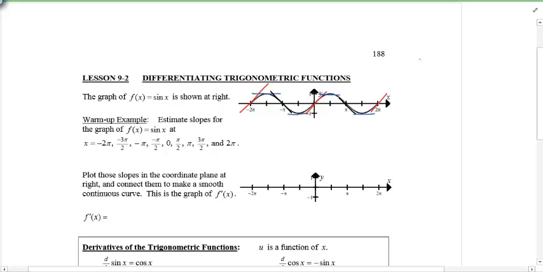Okay? And after doing your estimates, plot these slopes on the plane below. So that negative 2 pi line in red, that looks like it's a positive slope. I'm just going to assume it's like positive 1. And that blue line there, that must be 0. And that black line there, that's a negative slope. So maybe down here somewhere.